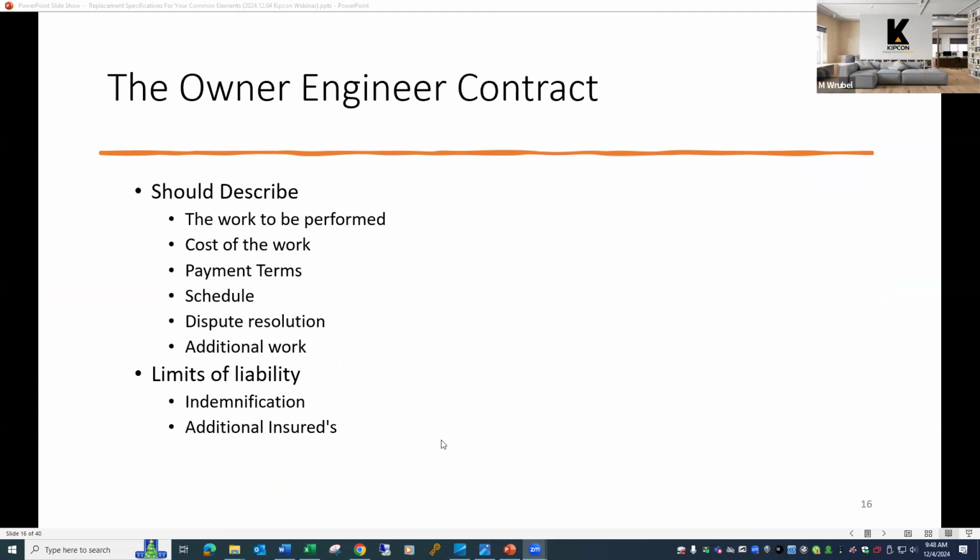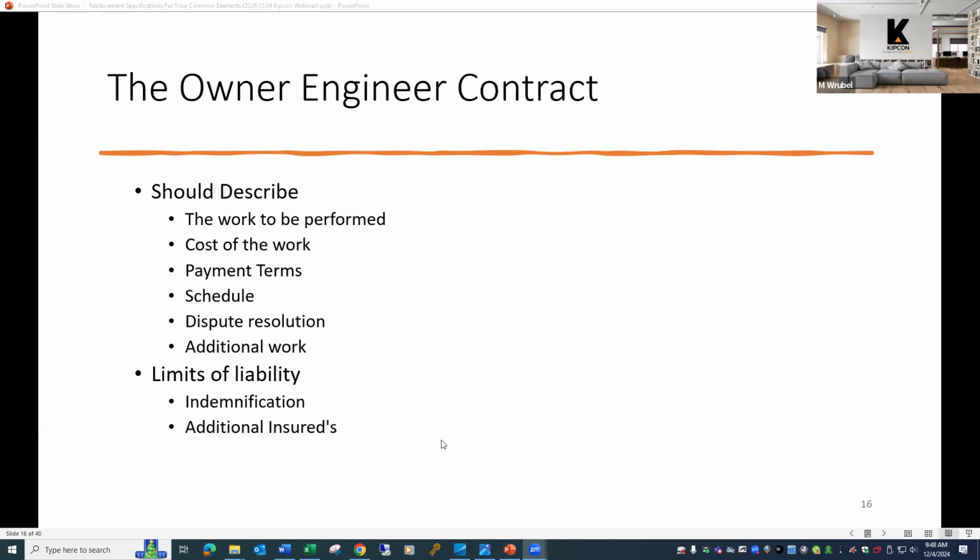So what should the contract between the engineer and the association include? So it should describe obviously the work to be performed, which is the drawings and the specifications. The cost for the design services of the engineer is included, and that's given in the engineer's proposal.